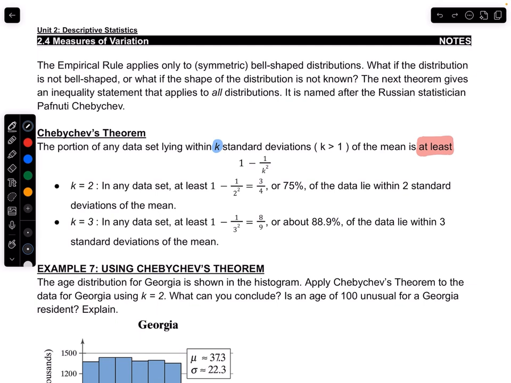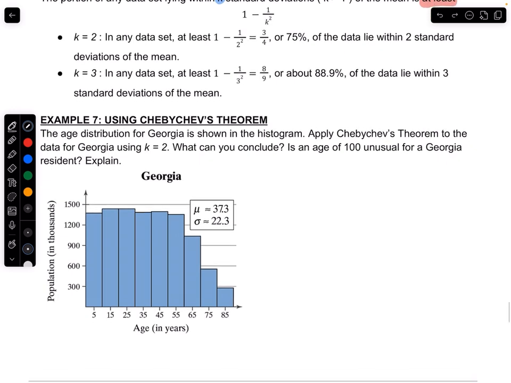They give you two examples. If k was 2, you plug the information in, you do 1 minus 1 over 2 squared, and you would get about 75%. Then they do the same thing with k being 3. Remember, the k value is the number of standard deviations that you are looking at. All right, so let's put this into practice and look at example 7.